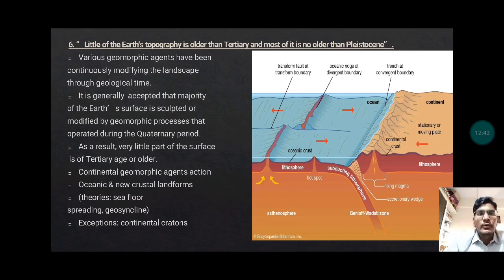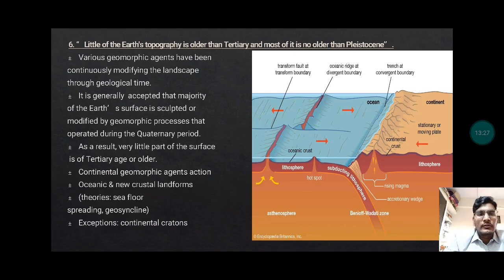Now let's discuss the continental crust. In the continental crust also, there are actions of various geomorphic agents, for example wind, sea waves, glaciers, river valleys. There may be karst topography also. That's why most of the land on the Earth's surface is also dynamic in nature and not older than the Pleistocene period. Now what can be the exceptions then? There are some exceptions which are very rigid land masses. Those rigid land masses are visible even in India and different parts of the world. For example, we can take continental cratons.